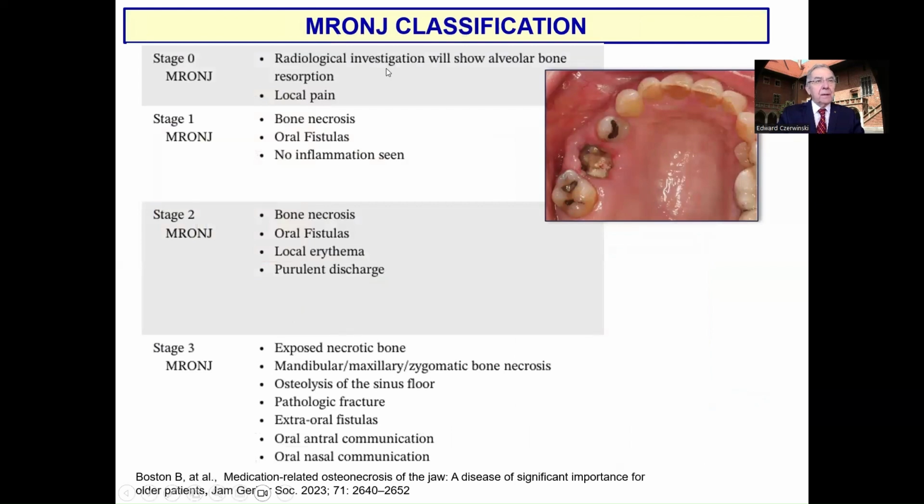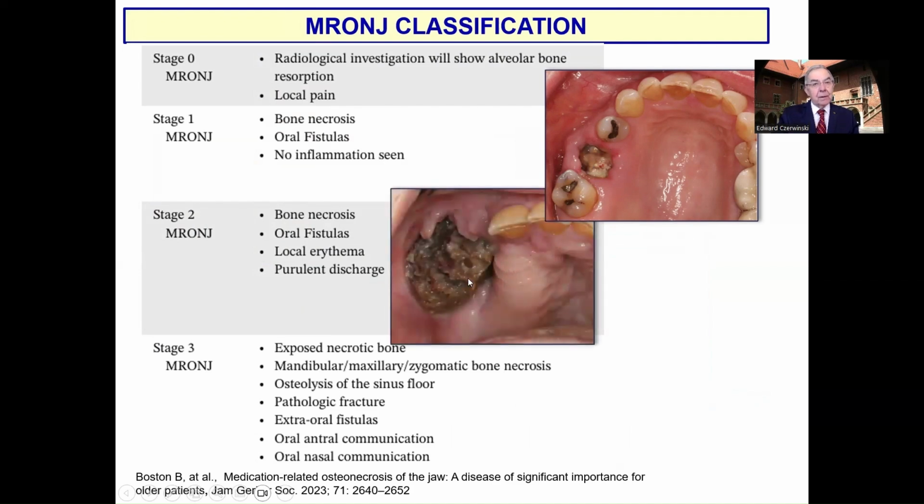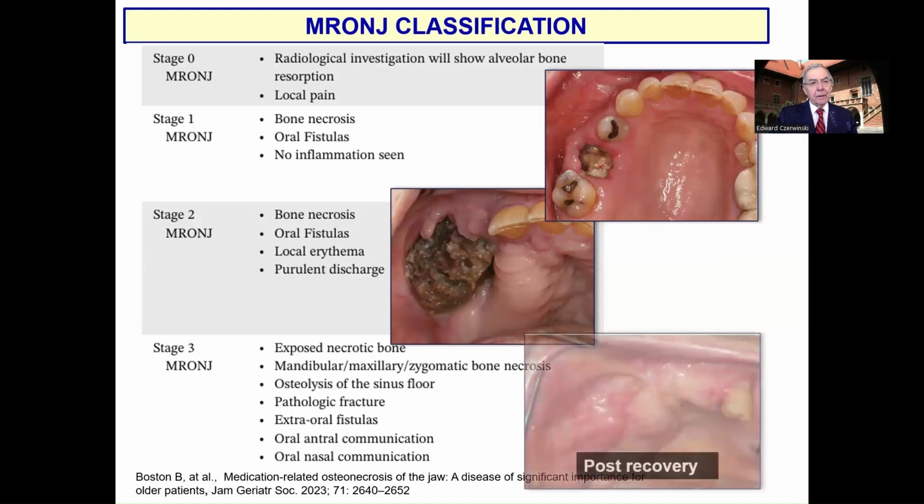As for the classification from stage 0, 1, 2, and 3, I will skip that. So here we have bone necrosis, a huge one. Some of these cases have to be operated on, unfortunately, and treatment can last even months, but usually at the very, very end, there is a happy end. However, there are some very complicated cases.